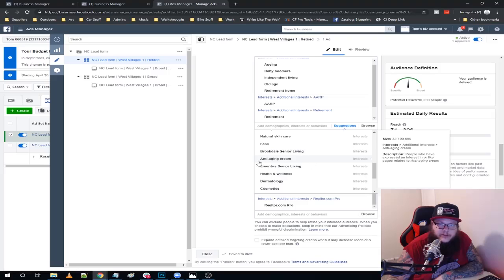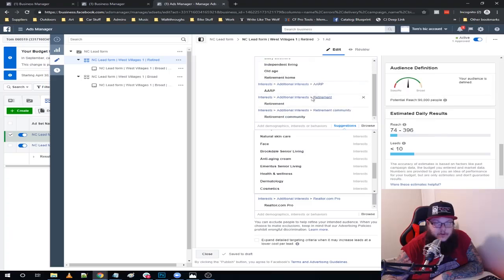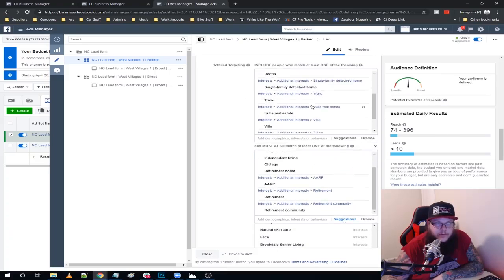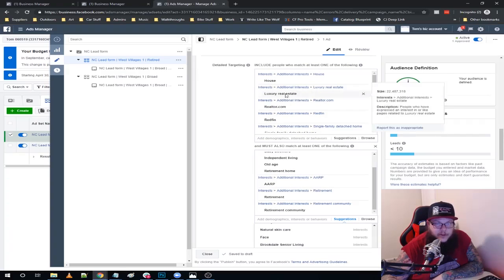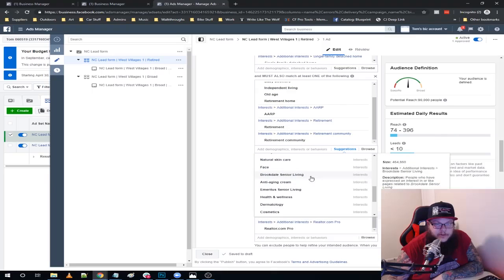See, anti-aging cream, that's something you wouldn't even think of. But if they're paying for anti-aging cream, that means they care about their looks. But they're also old, so they probably got some investments and things. They might be looking for a luxury property because if they care about how they look in their face, they probably care about how their house looks. And I'm only saying this because luxury housing was one of your root categories. So I'm assuming that you're selling luxury real estate to people that have money and care about how they look.